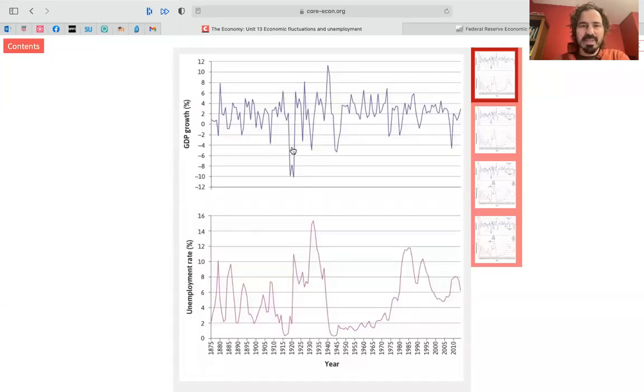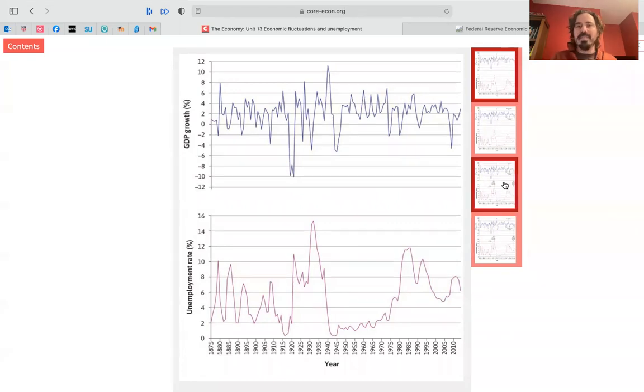Section 13.1 continues with discussion of these two graphs. On the top graph, we have the GDP growth rate on the vertical axis, and on the bottom graph, we have the unemployment rate going from 1875 to 2010. Again, this information is for England. Can we create the same graphs for the United States?